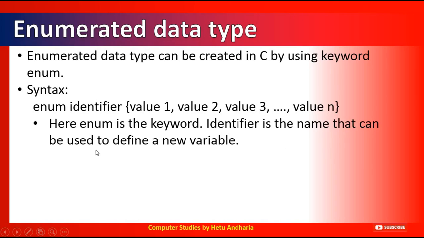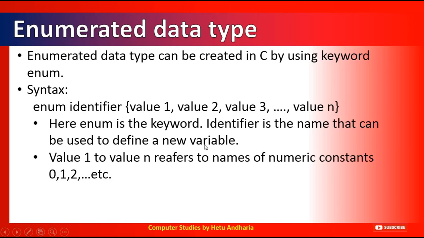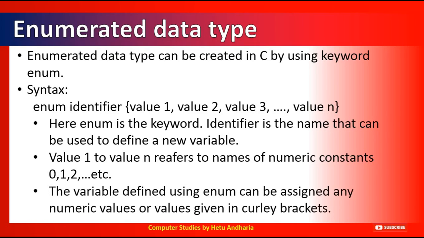Identifier is the name that can be used to define a new variable. Value 1 to the value n refers to the names of numeric constants, that is 0, 1, 2, etc. The variable defined using enum can be assigned any numeric values or values given in curly brackets. Now like this way, you will not be able to understand the thing, so we will try to understand it with an example.